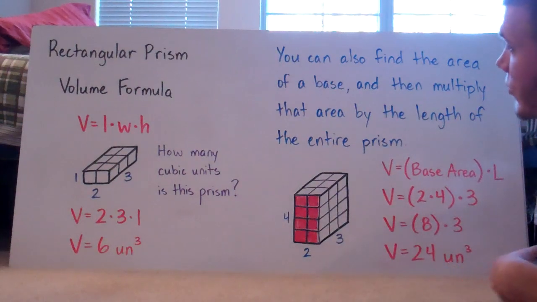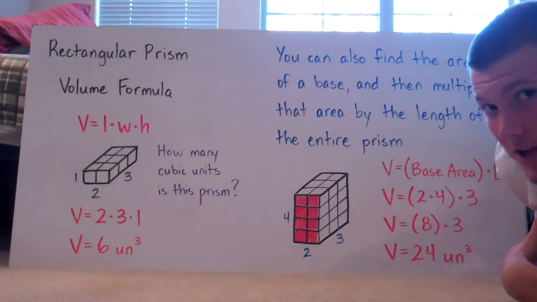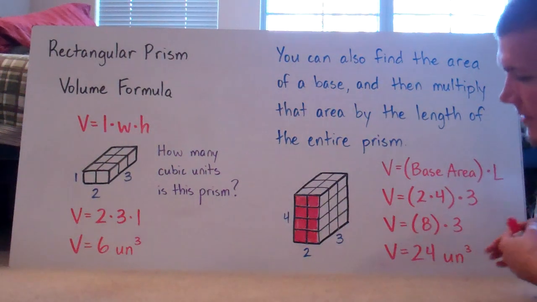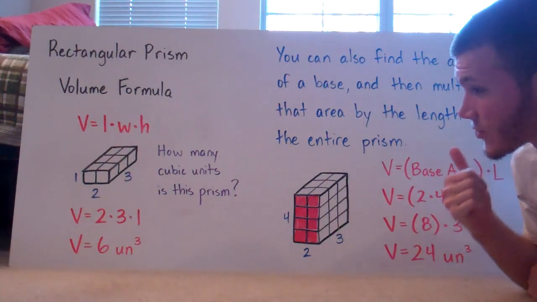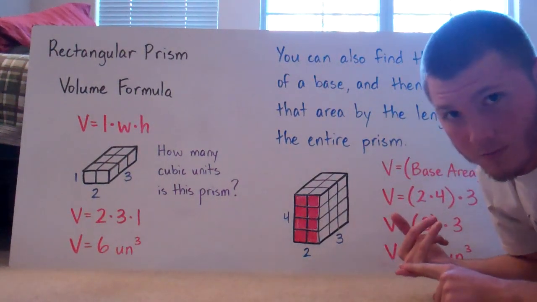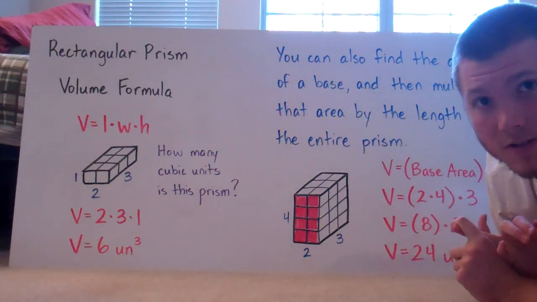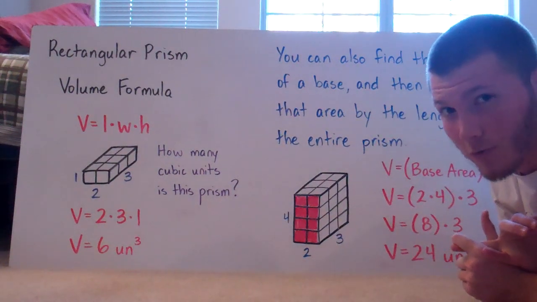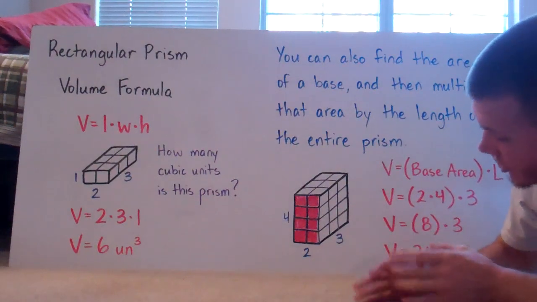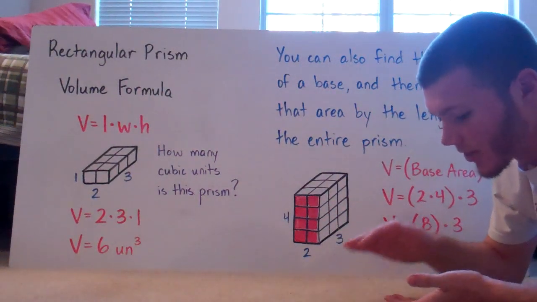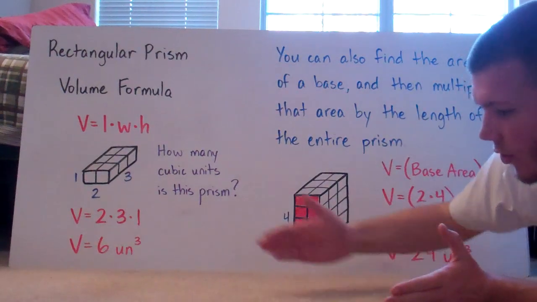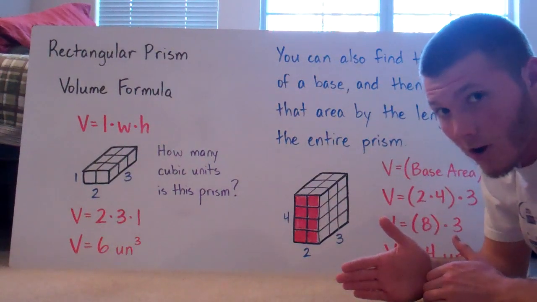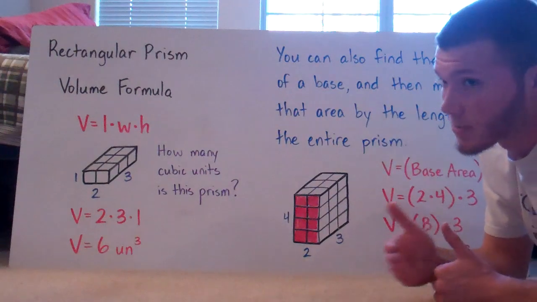Now, to find the volume of a rectangular prism, you can also find the area of a base and then multiply that area by the length of the entire prism. That's going to be true for triangular prisms too. Actually, for square pyramids we're going to have to use a different formula. But with just prisms, you can find the area of the base and multiply it by the length of the whole prism.